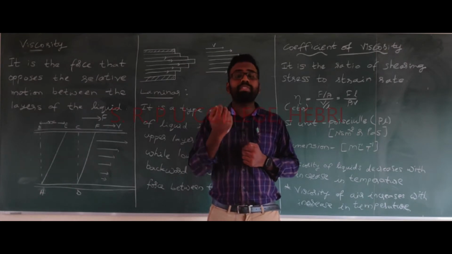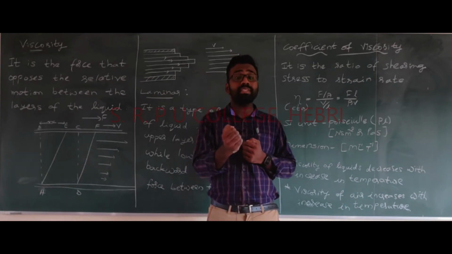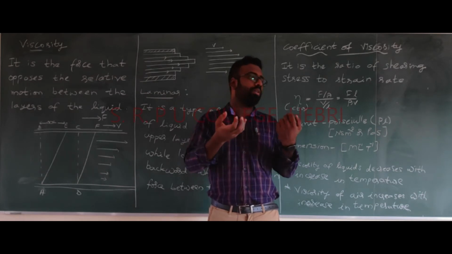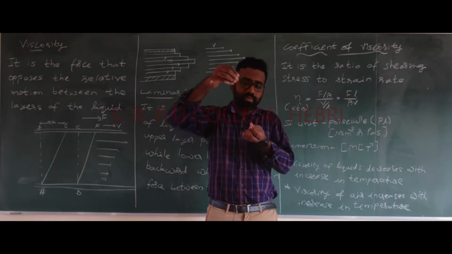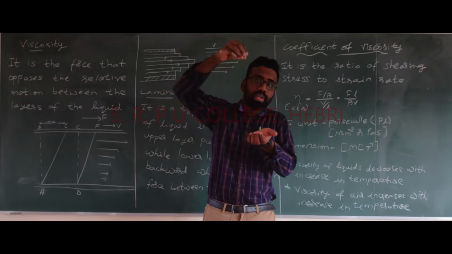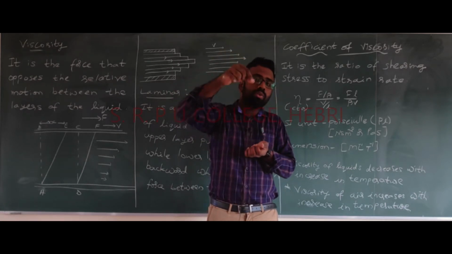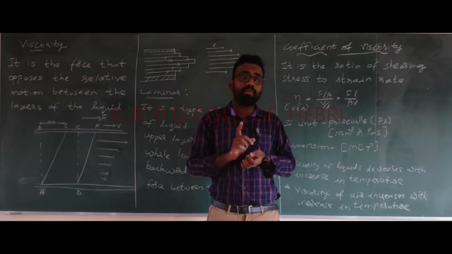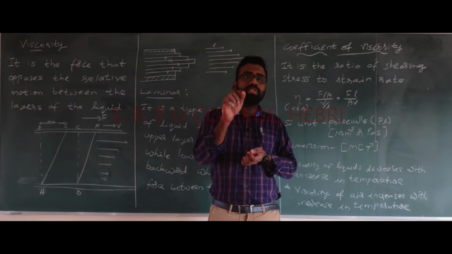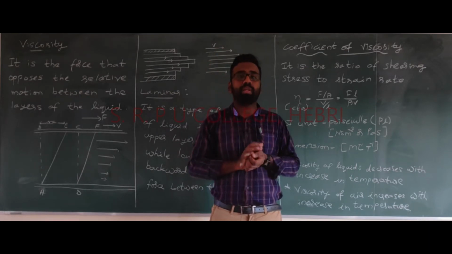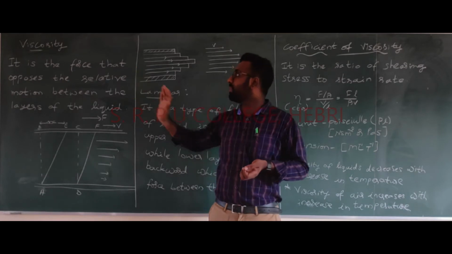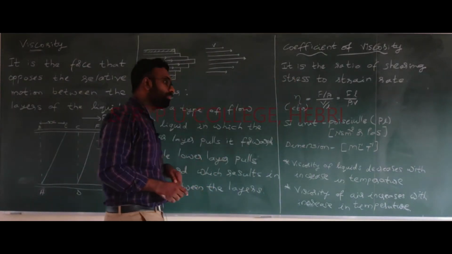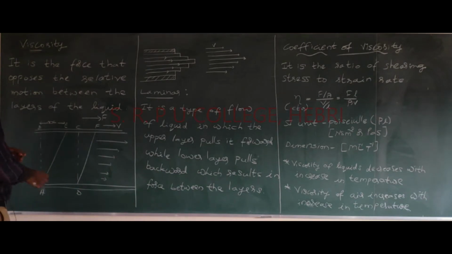So where does this viscosity actually exist? This exists when something starts to move inside the liquid. Okay, so what actually happens? The object is going to experience some force in the upward direction. So this force acts between the layers of the liquid. Okay, so I'll explain a clear idea about this viscosity. The definition says that it is a force that opposes the relative motion between the layers of the liquid.